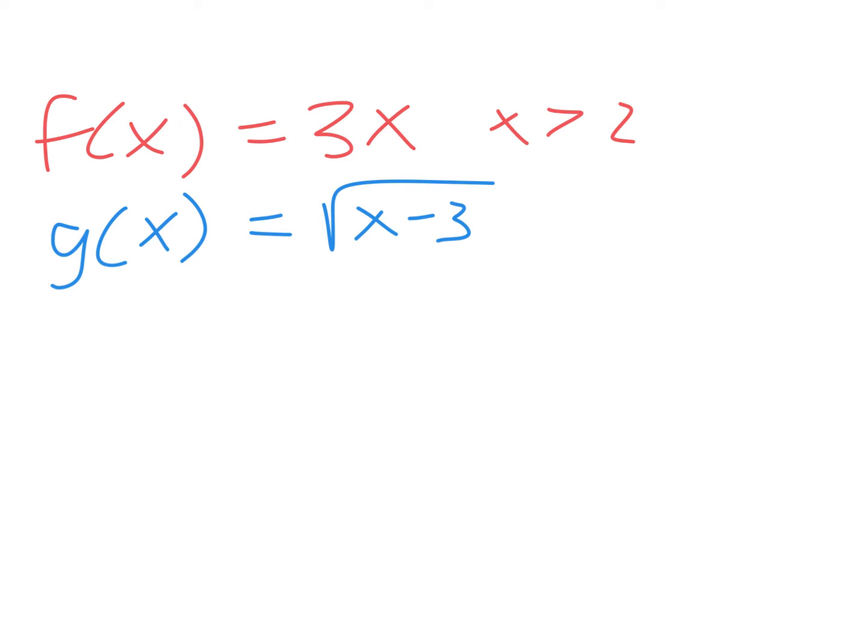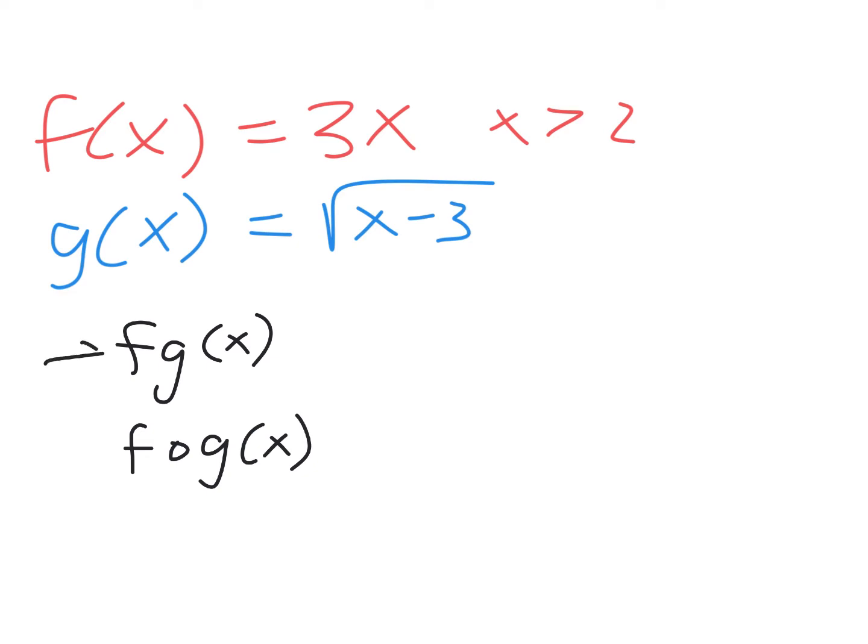One of the things that I'm going to ask you to do is know the difference between this. If I say fg of x, that's totally different than f of g of x. That does not mean times. This one means times. This one means f of g of x. Would you please find those two answers? fg and f of g, they're different. And then we'll talk about their domains in a second.